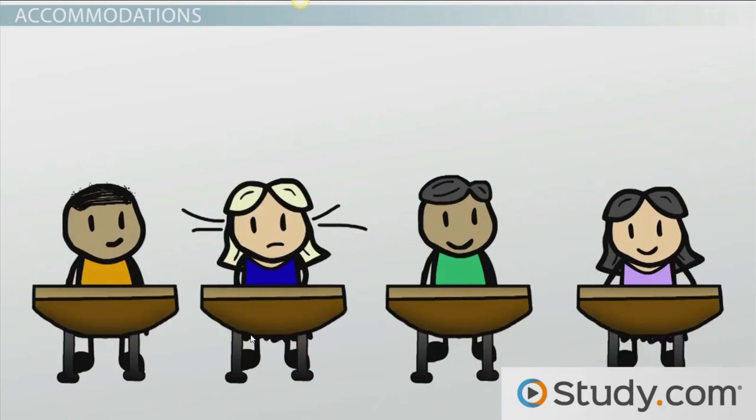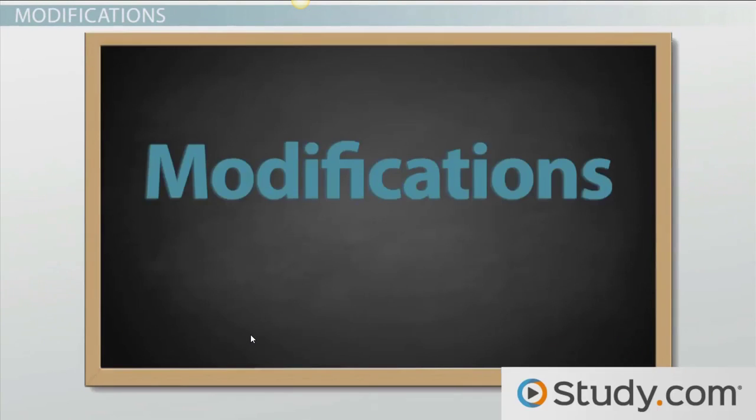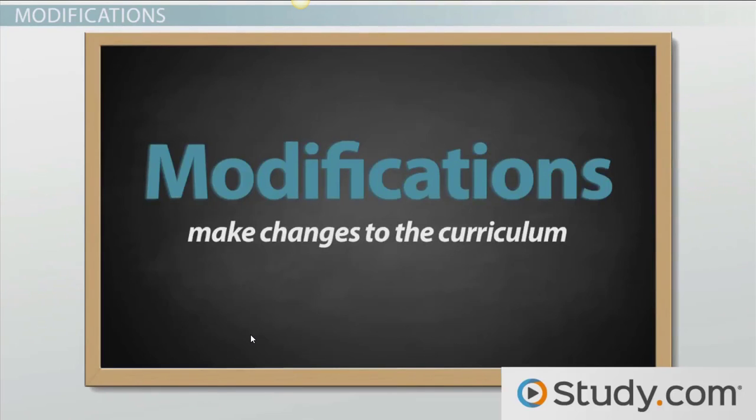For example, a 5th grade student is learning about the rock cycle, and they are given a graphic organizer to help them visualize the information. The second way is through modifications. Modifications make changes to the curriculum.